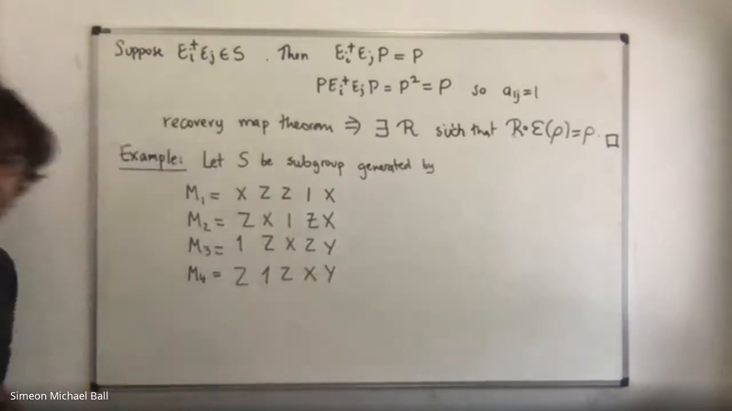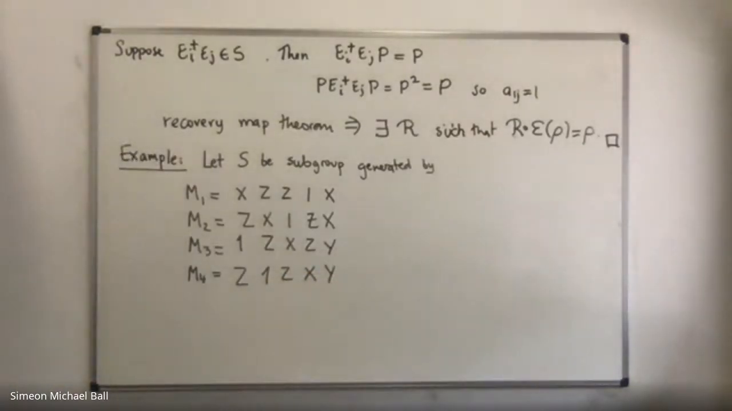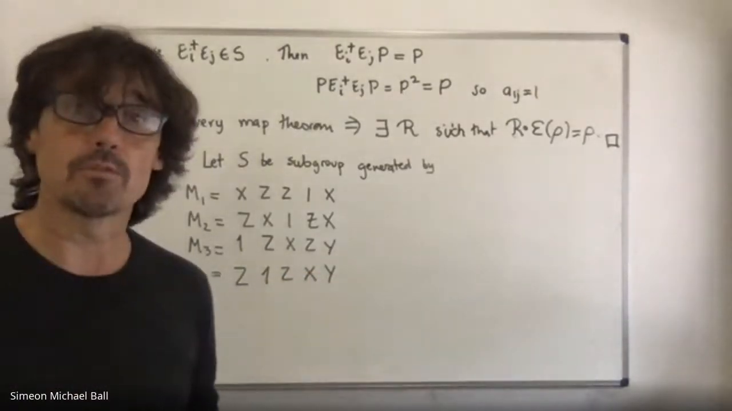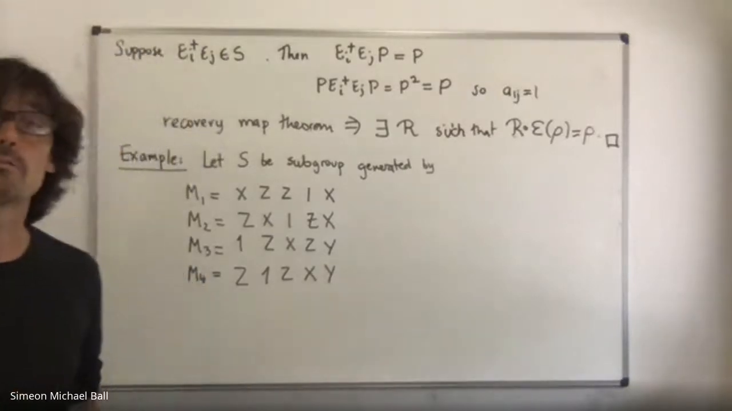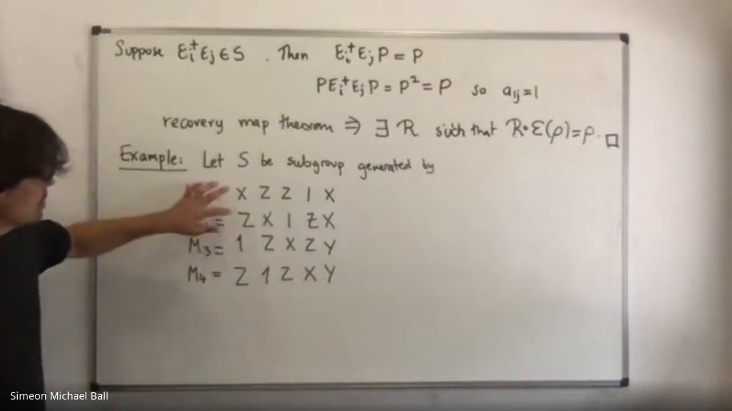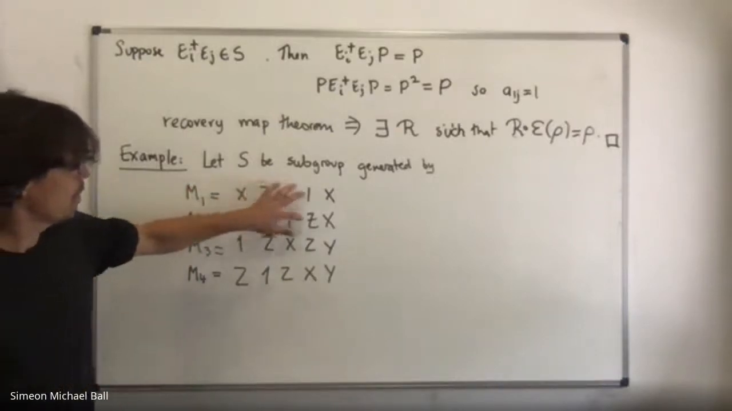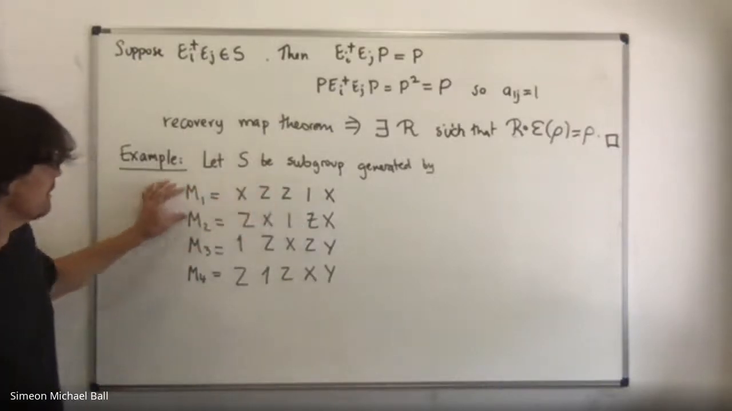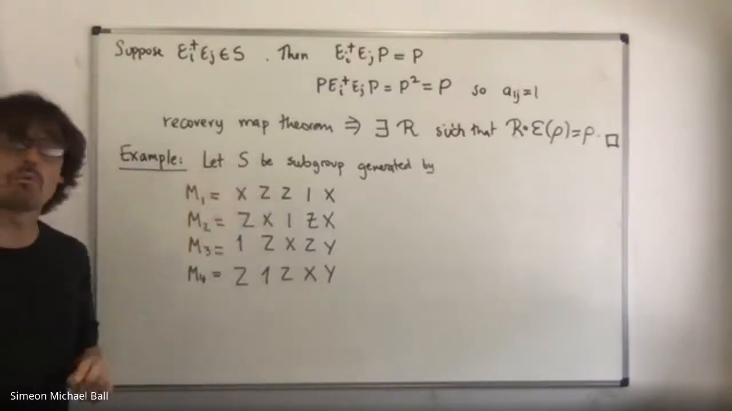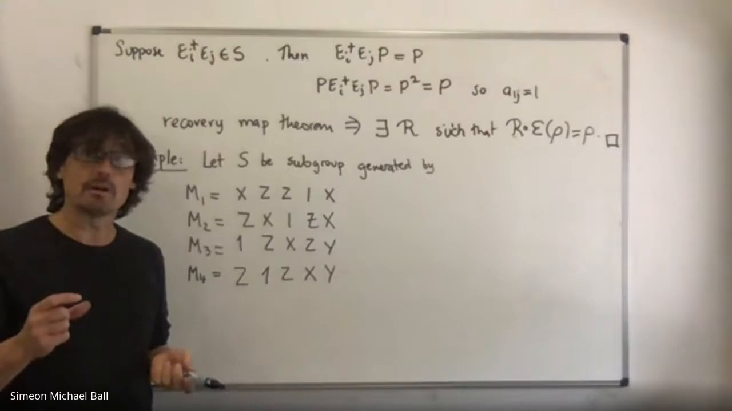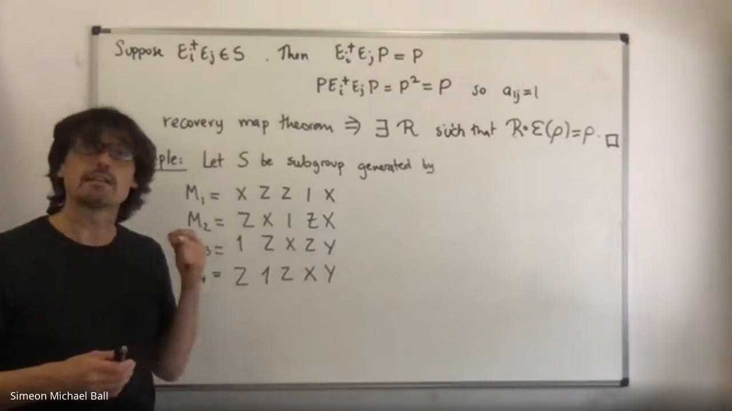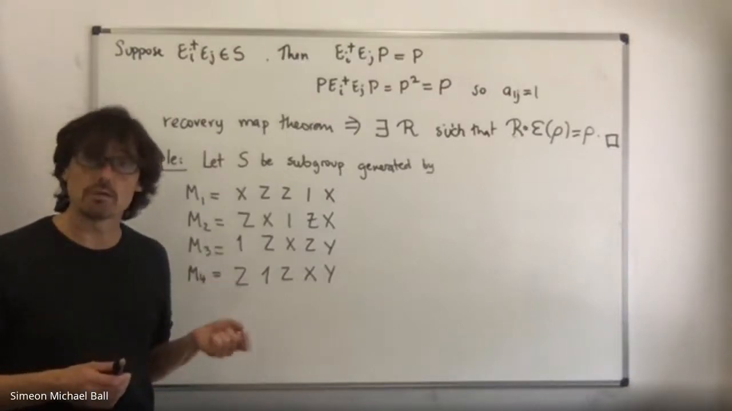Okay, so I claim that these four generate an abelian subgroup. So let's check that they all commute. To check that they commute, I have to go through them one by one. I take each pair and then go through each position one by one and check that there's an even number of positions where I get different non-trivial powers.